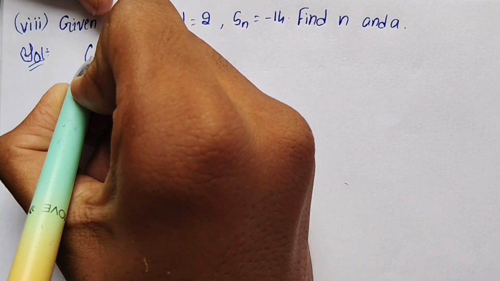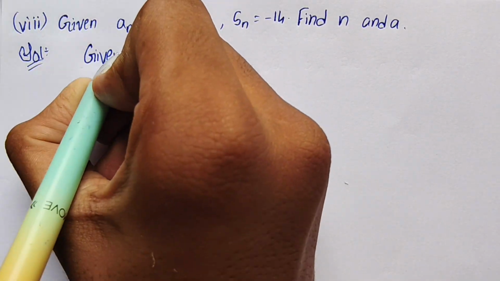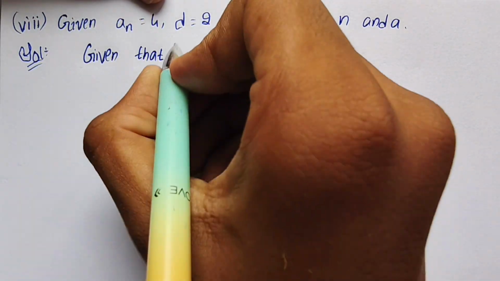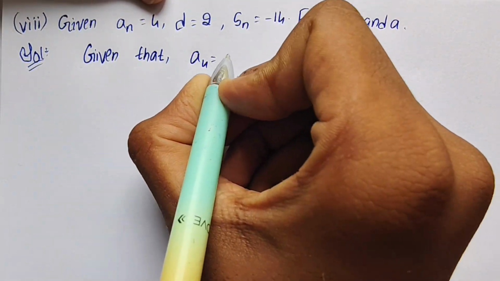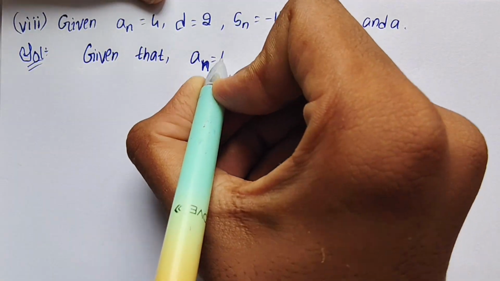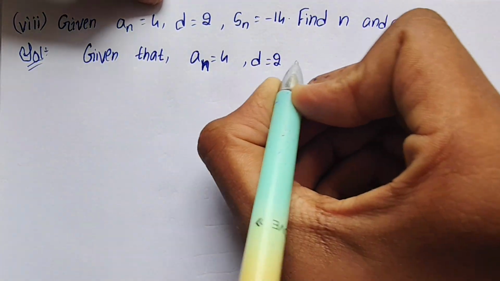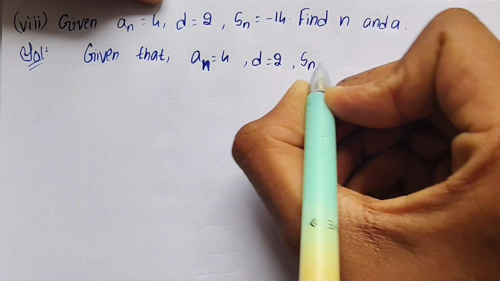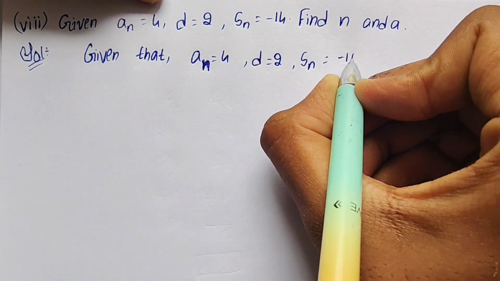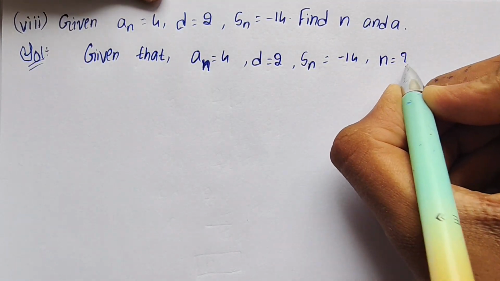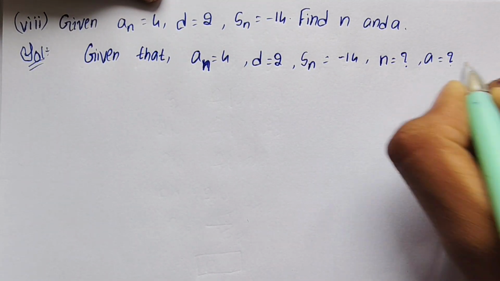So in this question, given that a4 is equal to 4, meaning the 4th term is equal to 4, and d is equal to 2, the common difference is equal to 2. Sn, the sum of n terms, is equal to minus 14, and we are asked to find the value of n and the value of a.